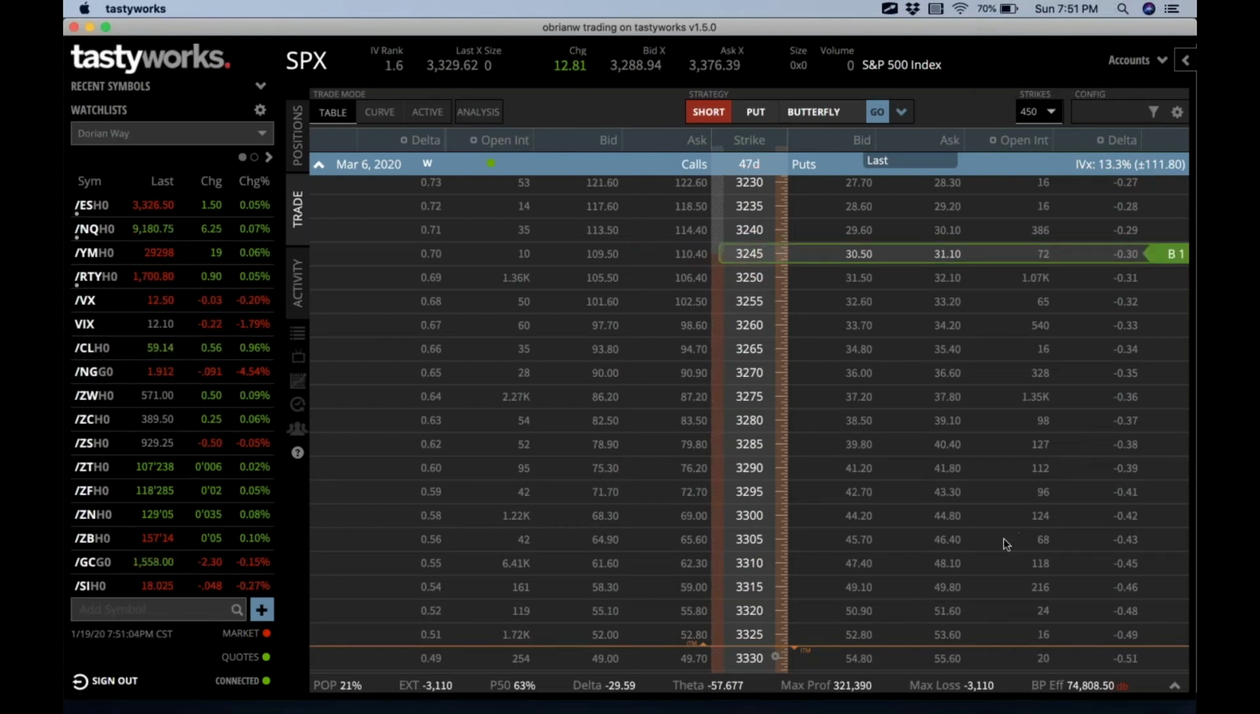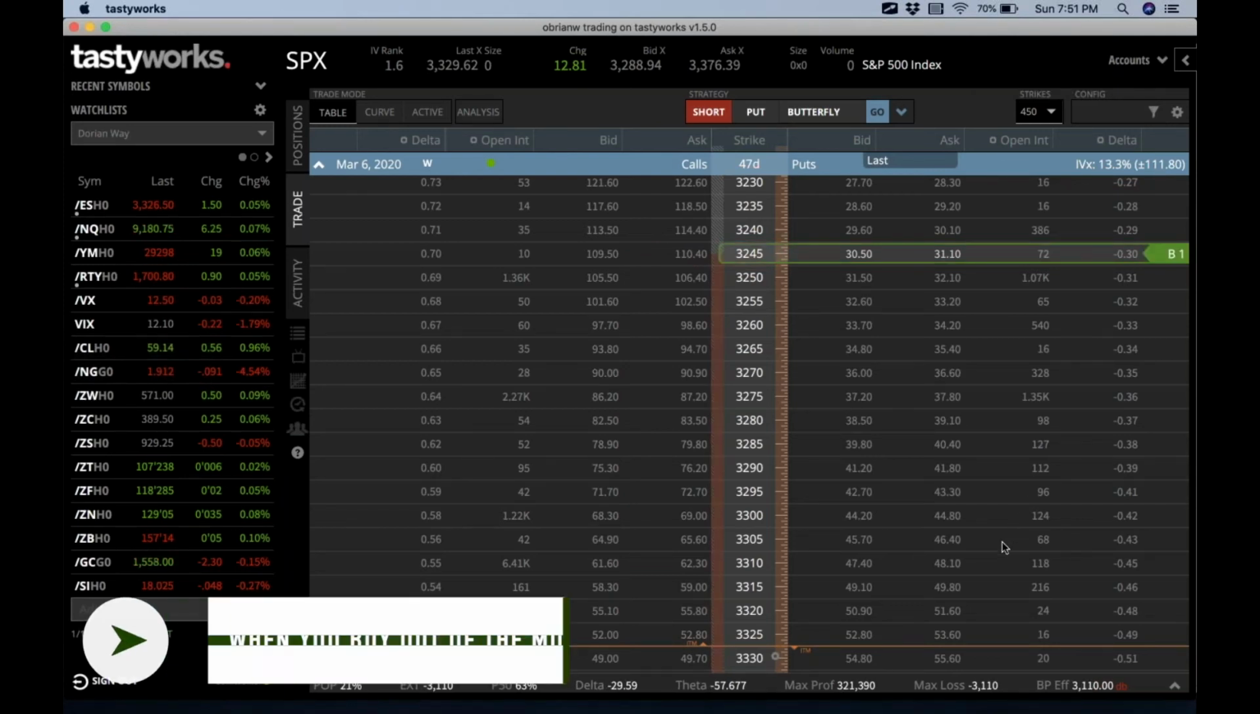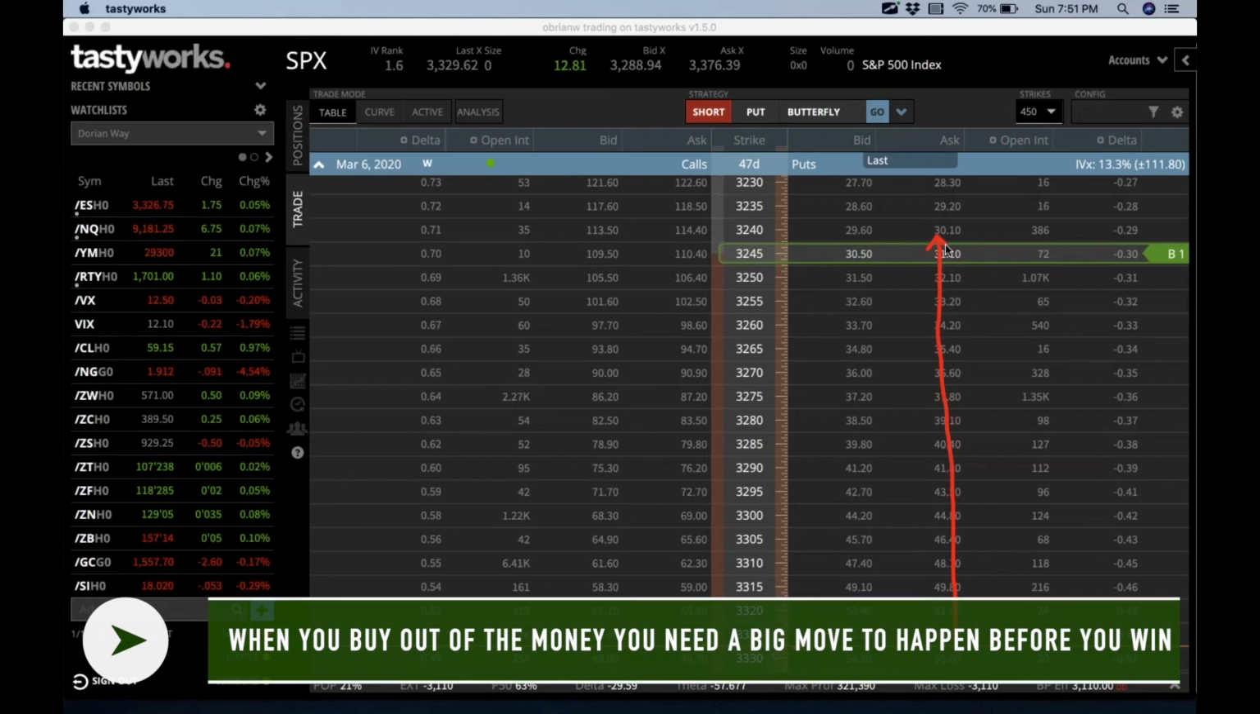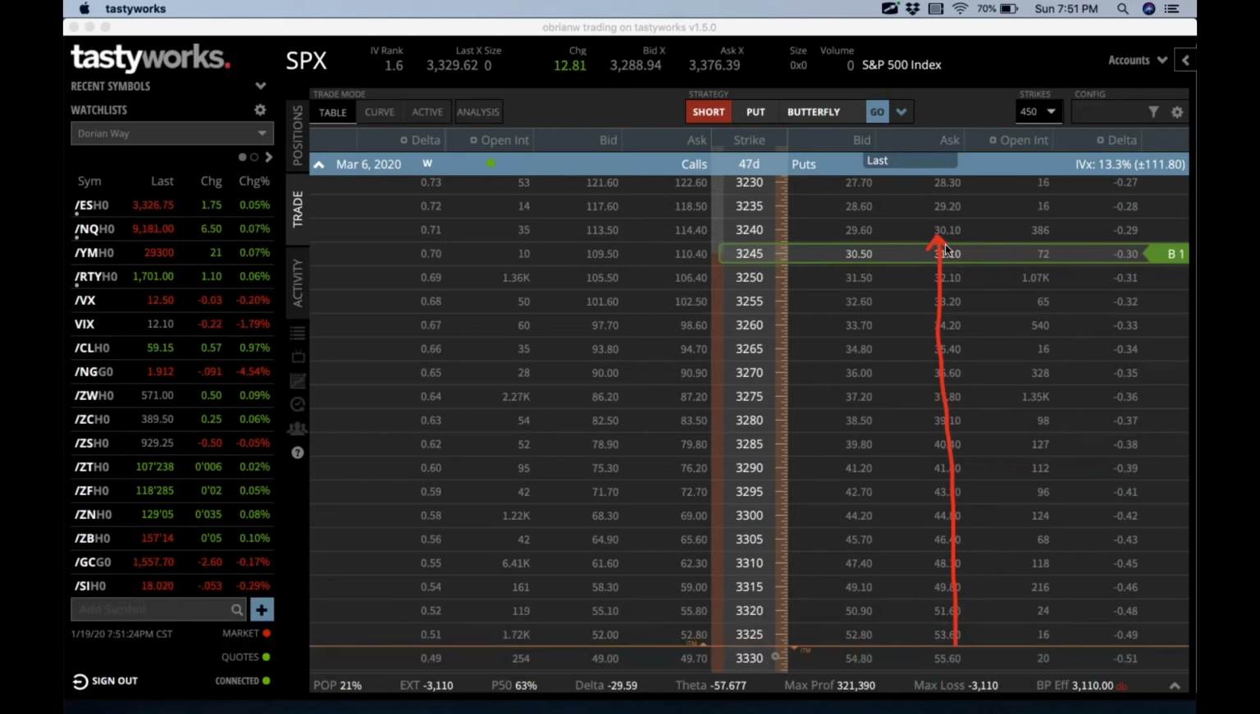Okay, so when you buy something, you need a big move to occur before you win. So you need it to go all the way past your long leg, your long strike here, that 32.45, because you bought it. You need it to go all the way past that. That means the market has to go all the way down before expiration for you to win. At expiration you need a big move before you win.